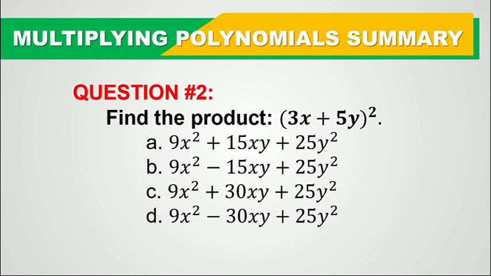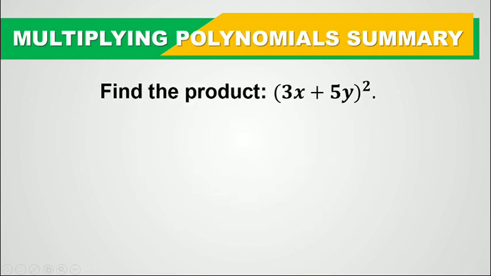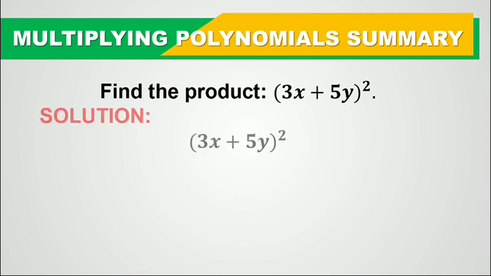Alright, so in answering this particular question, this is just a square of a binomial. So it falls under special products. So, how are we going to solve this? In finding the answer for this question, let's just follow the pattern of squaring a binomial. Just square the first term.